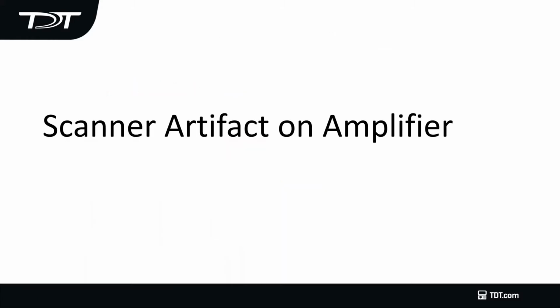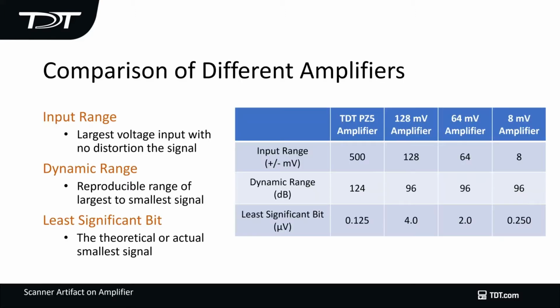So if we look at scanner artifact on the amplifier, the scanner artifact is huge. It can be on the order of hundreds of millivolts. And so you have an issue, which is that standard amplifiers that have a range of about 8 millivolts will saturate, and I'll show you what that looks like. And as you increase the input range of the amplifier from, say, 8 millivolts to 128 millivolts to the TDT's 500 millivolts, you also have an issue, which is trying to get a good reproducible range of signals from the largest to the smallest signal.